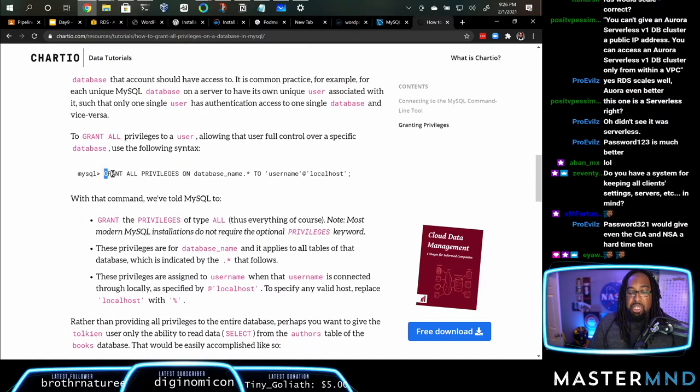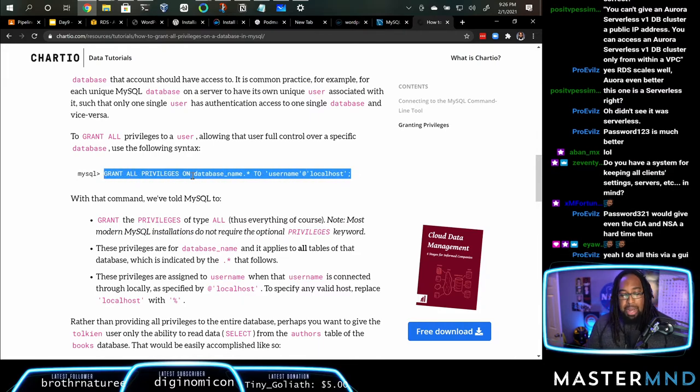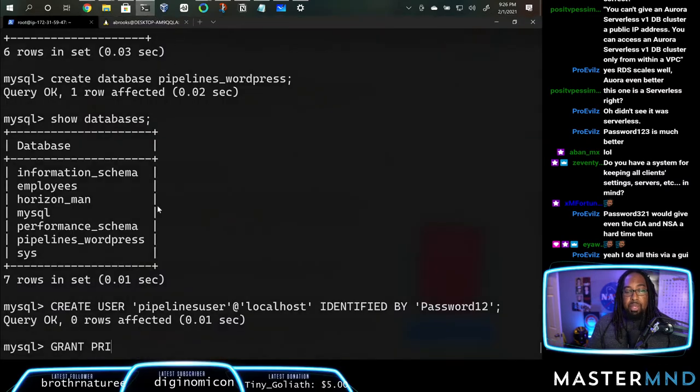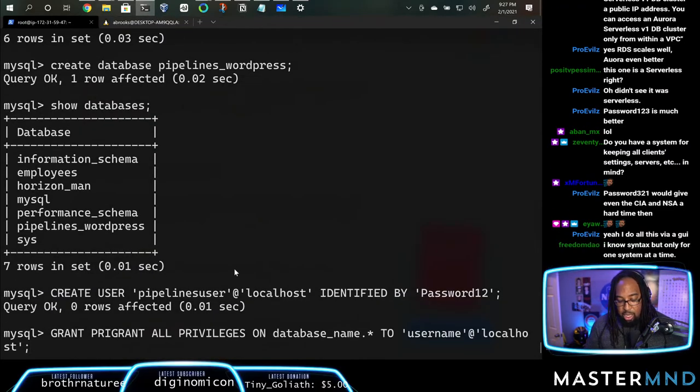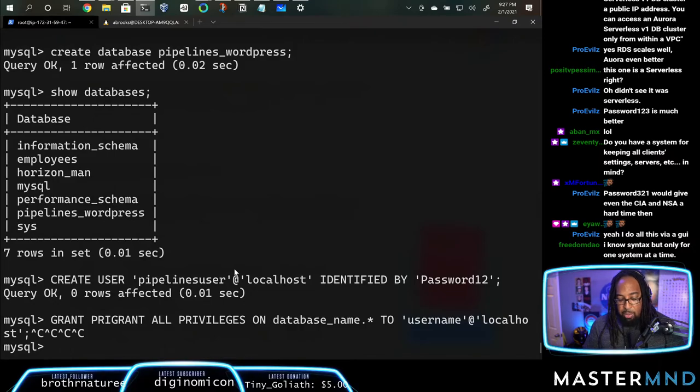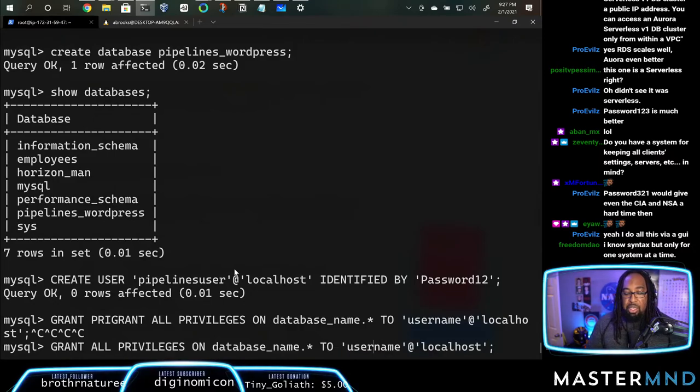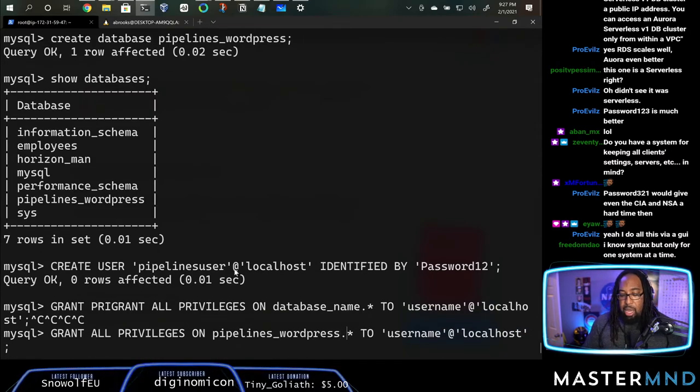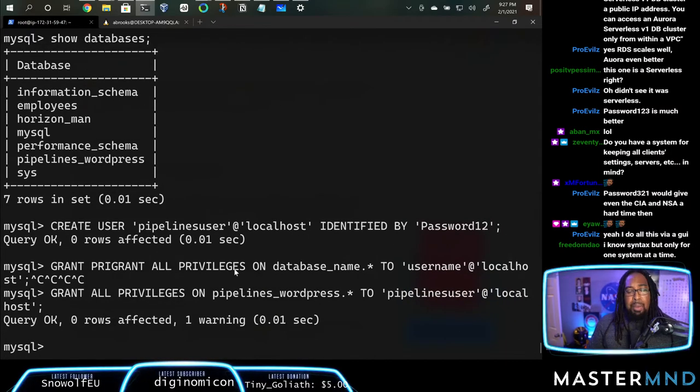Grant all privileges on this database to this user. This is exactly what I want. I might need to do it identified by as well, but let's see. Okay, there we go. Paste it in. So I want to grant all privileges on database name. The database that we have right here is pipelines_WordPress, and then to username, the user that we created, pipelines user. I might have needed to add the section about identified by password12, but it's okay.